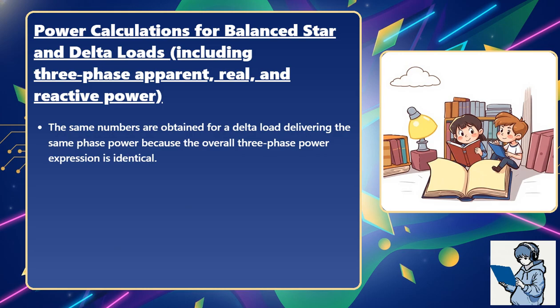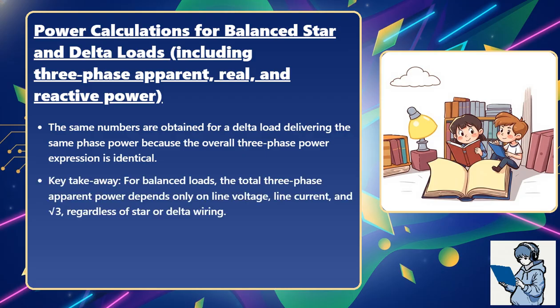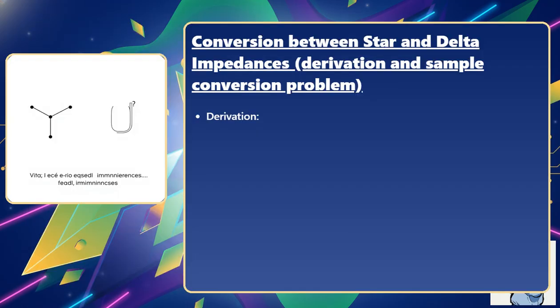The same numbers are obtained for a delta load delivering the same phase power, because the overall three-phase power expression is identical. Key takeaway: for balanced loads, the total three-phase apparent power depends only on line voltage, line current, and square root of 3, regardless of star or delta wiring.